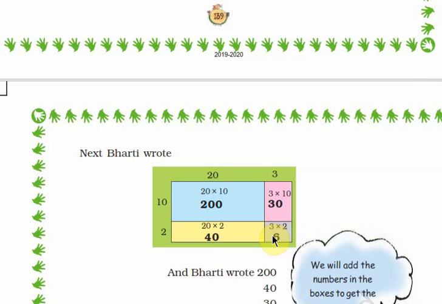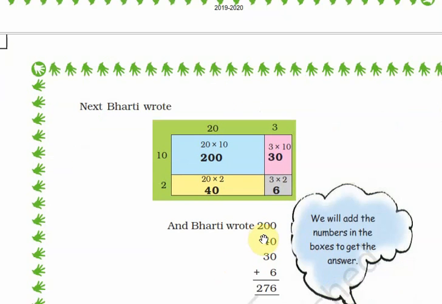Then these 2 columns are missing now. Now we can fill in these 2 columns. How? This 20 should be multiplied by 2. So 20 into 2 here. How much is 20 into 2? 20 into 2 is 40. And next 3 into 2, 3 2s are 6. And Bharati wrote the answers: here 200, here 30, here 40 and 6. Now Bharati wrote 200, 400, 30 and 6, and she started adding it together. 0 plus 0 is 0, again 0 plus 0 is 0, plus 6, you will get here 6.